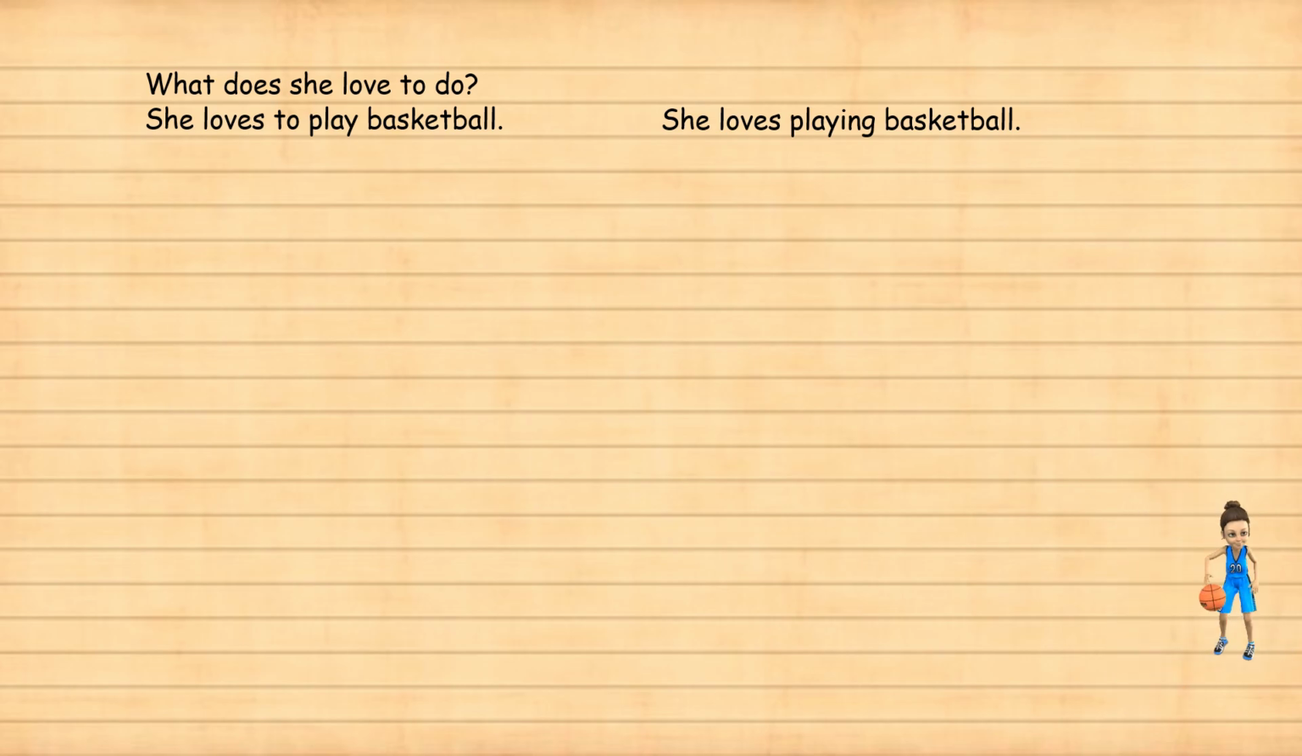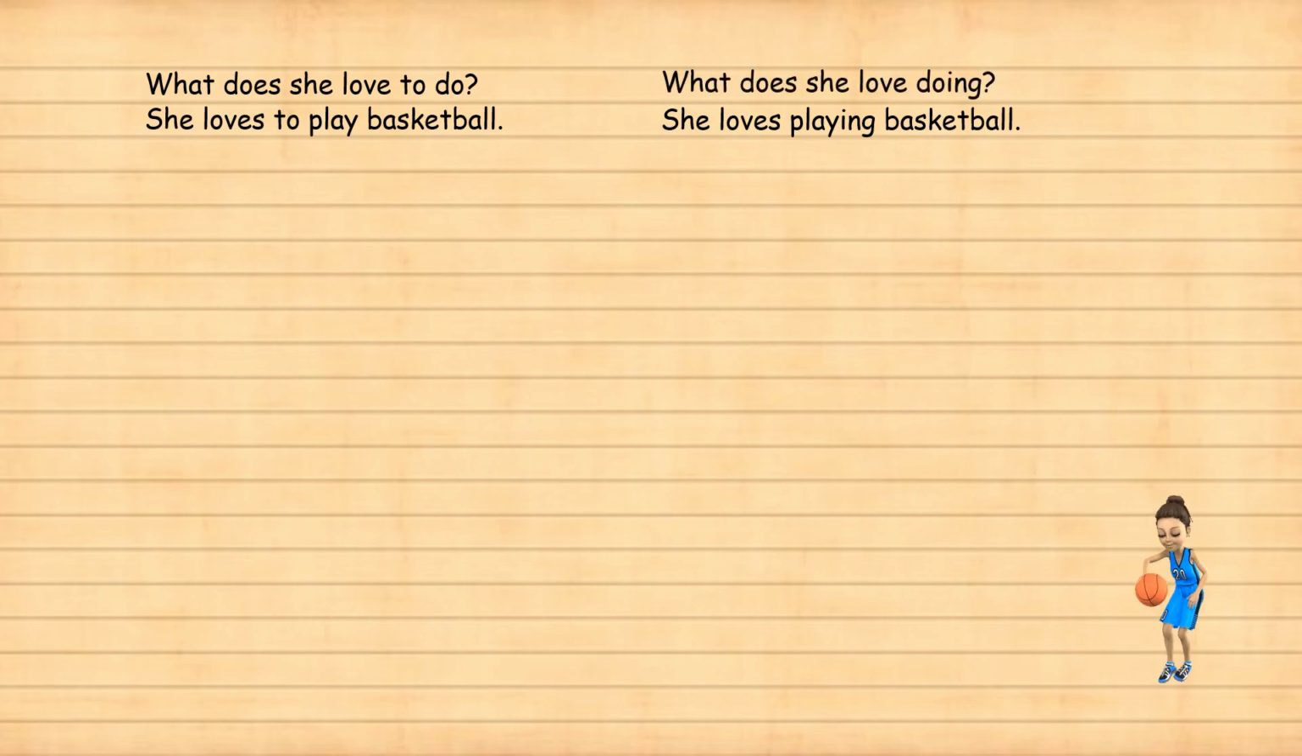In this example, I have changed the infinitive, to play, to the gerund form, playing. The gerund form, like the infinitive form, acts like a noun. What does she love doing? The answer is, playing basketball.